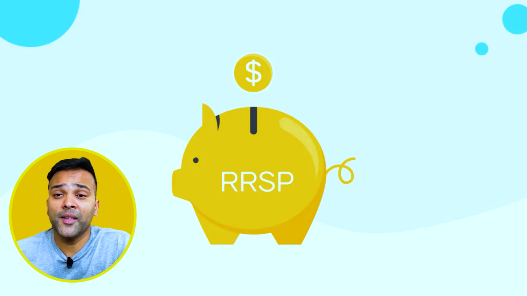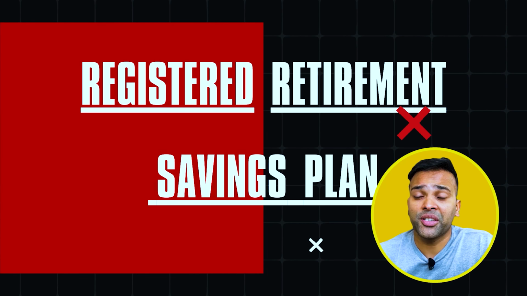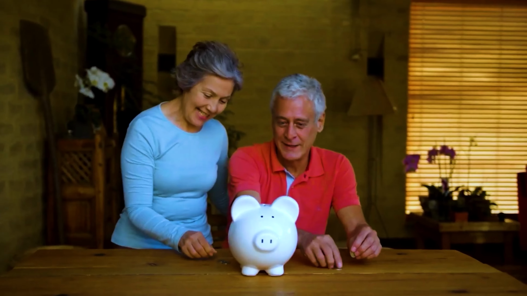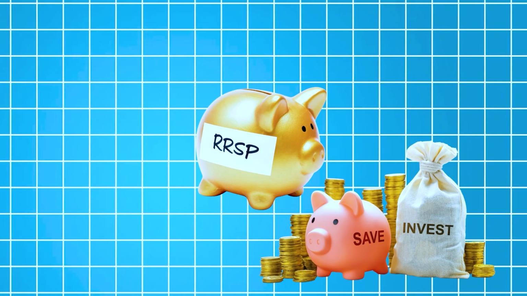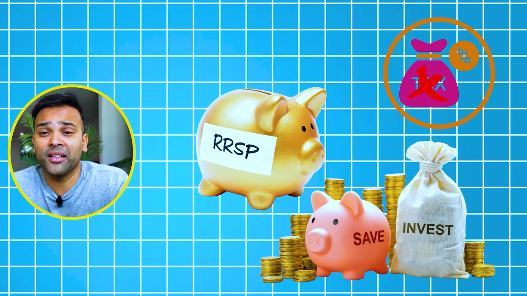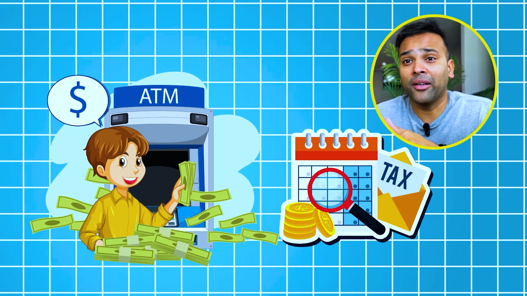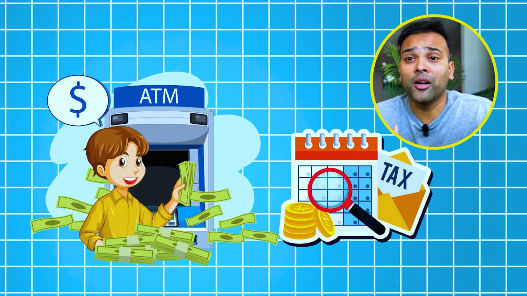What is RRSP? RRSP is a registered retirement savings plan registered with the federal government of Canada, and the main purpose of this RRSP is to help Canadians save money for retirement purposes. Now, when you invest money into RRSP, it is tax advantaged or tax deferred, meaning that you don't pay taxes on the money that you invest in RRSP this year, and it's going to grow tax deferred as long as the money stays in that account. You'll only pay taxes when you withdraw that money from that account at a later age when you're not in a higher marginal tax bracket.